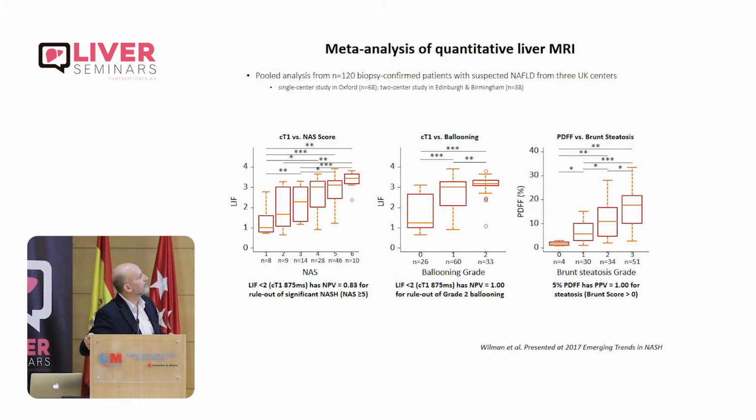In this second study, published this year in the Journal of Hepatology, they demonstrate a correlation of the LIF with the NASH score and also with ballooning, but again with some overlap. As you can see, no ballooning shows a very low result, but degrees 1 and 2 are overlapping. You can see in the third graph how PDFF correlates perfectly with the percentage of fatty liver, the steatosis, and it's a very nice method for this diagnosis.